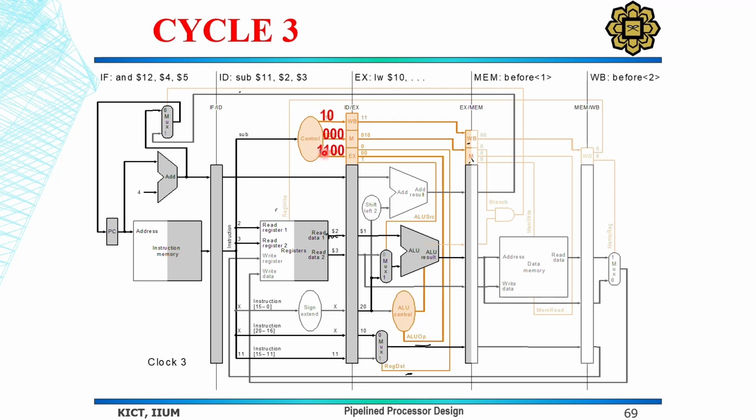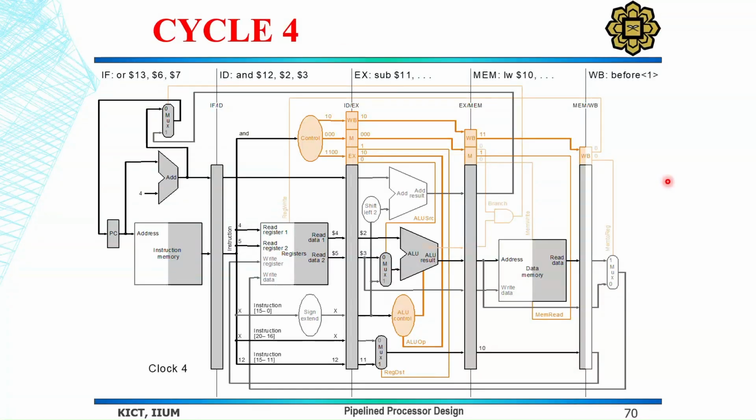Then in cycle 3, the ID stage generates the control signals for this subtract instruction, and execute executes the first operation. Here we have this instruction, which is the AND operation, and it is in the instruction fetch stage.